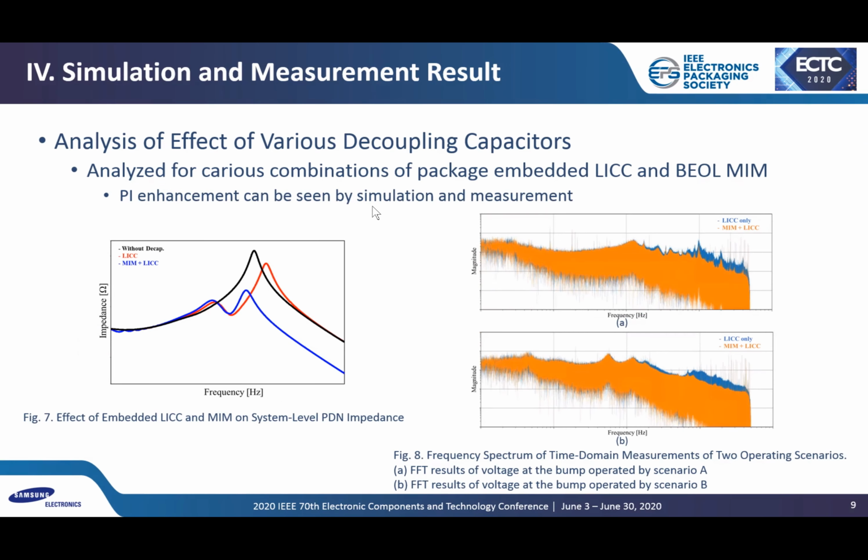As a result of the frequency domain simulation, the system-level PDN impedance simulation result can be seen in Figure 7. You can see that case 3 has the lowest impedance and case 2 follows. The PI improvement effect of MIM can also be found in the measurement result in Figure 8. As can be seen from both measurement results, case 3 with MIM has less high frequency component than case 2. These measurement results are correlated with the simulation result before.